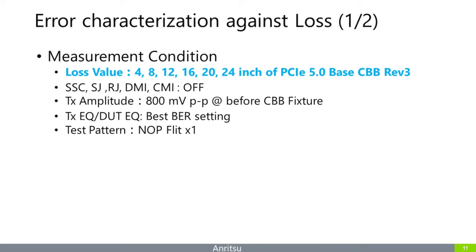Then all stress is off. No SSC, no sinusoidal jitter, no RJ, no DMI, no CMI. Everything is off. And launch amplitude of the pulse pattern generator is 800 millivolt peak-to-peak differential. And optimize the TX equalization or preset DUT equalization to get the best BER. And test pattern NOP flit by 1 is used, so 1 lane.